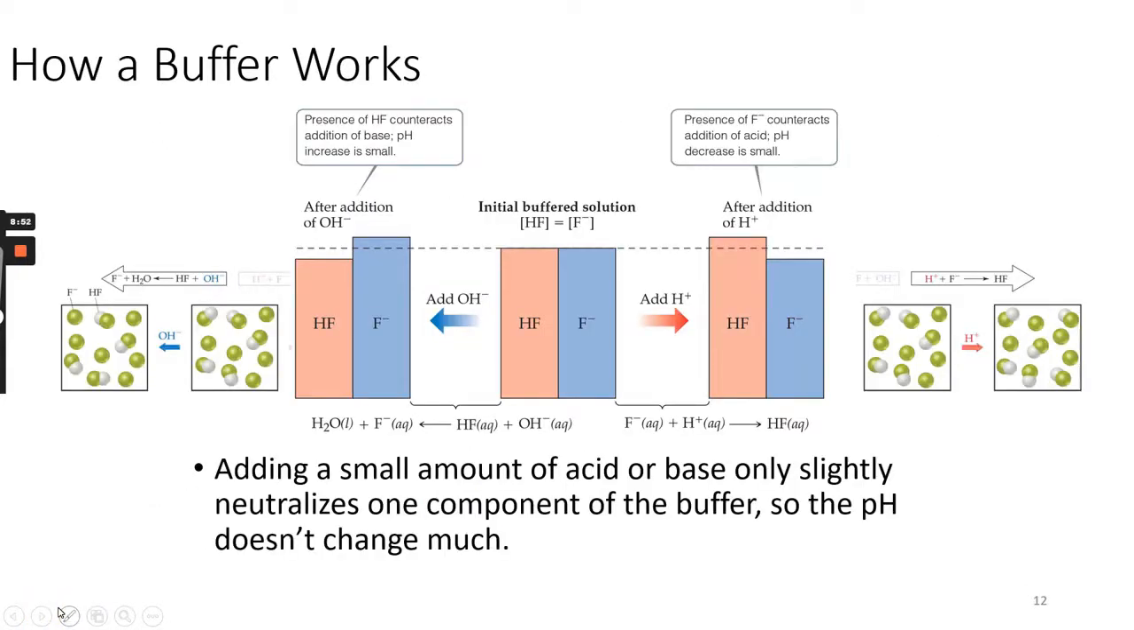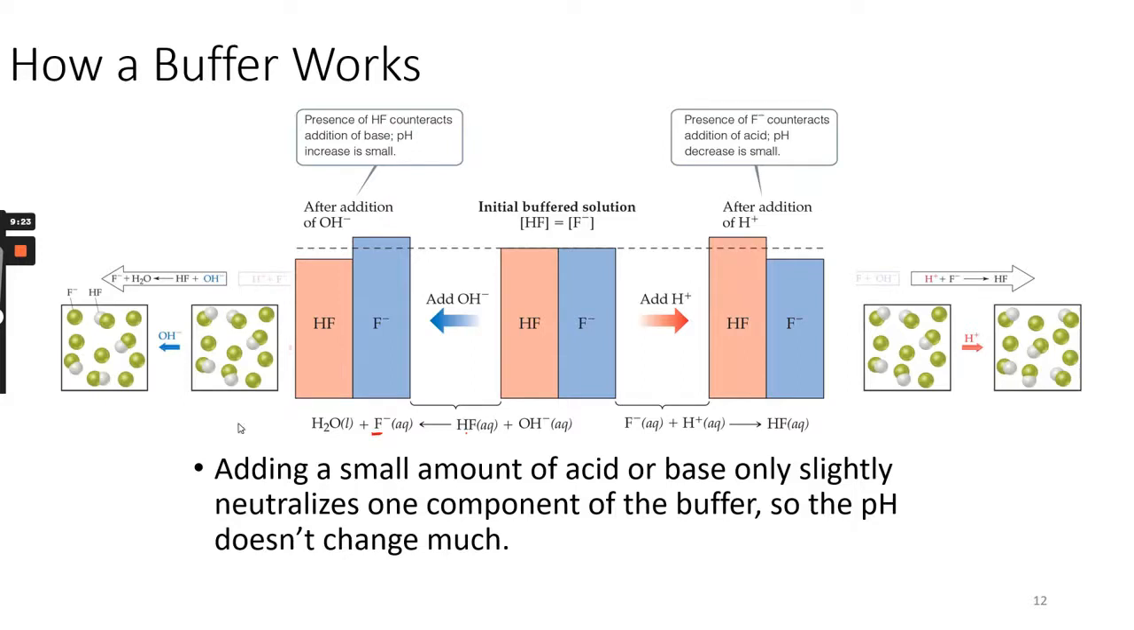So here's an illustration to show how buffers work. Let's take this first half here. We have our reaction down here, and we are adding OH. When we add OH to HF, we're going to produce more F minus and water. Notice this rectangle is now higher. They were equal to begin with, so now our F minus is higher than our H plus.